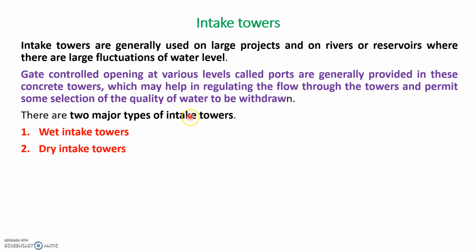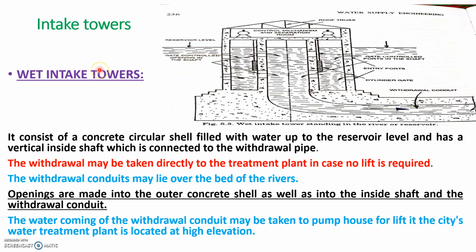Next, intake structures, whether river or reservoir intakes, can be divided into two types. One is wet intake towers, and the other is dry intake towers. The major difference between a wet intake tower and a dry intake tower is that in a wet intake tower there is always water present in the structure, whereas in a dry intake structure there is absolutely no water in the intake structure.